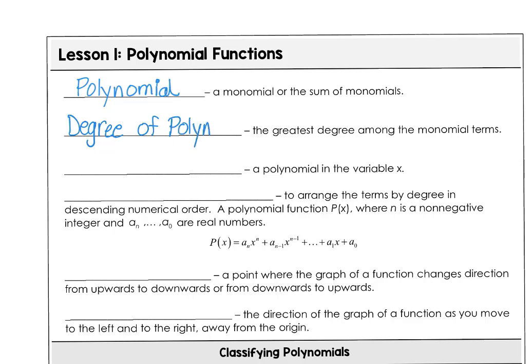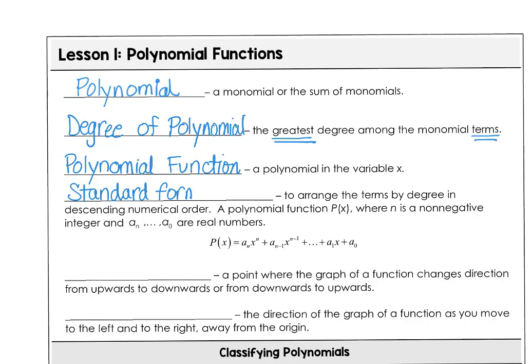We don't add the powers. We look for the highest or the greatest degree among all the terms. We say we have a polynomial function when a polynomial is in one variable x, a polynomial function. And we have standard form whenever we write and arrange the terms by the degree in descending numerical order. That's going to be standard form of a polynomial.